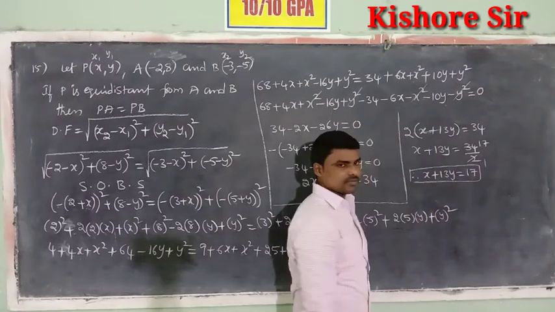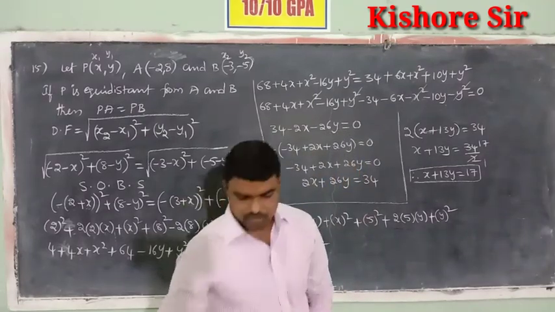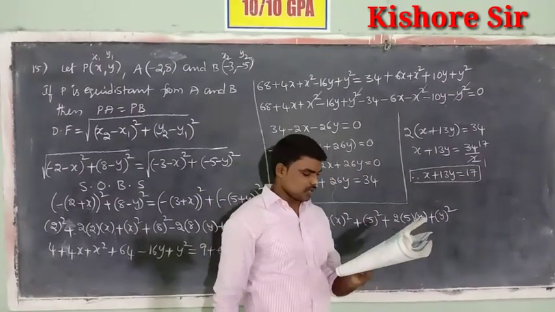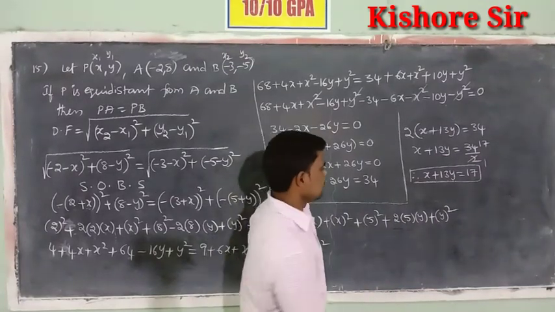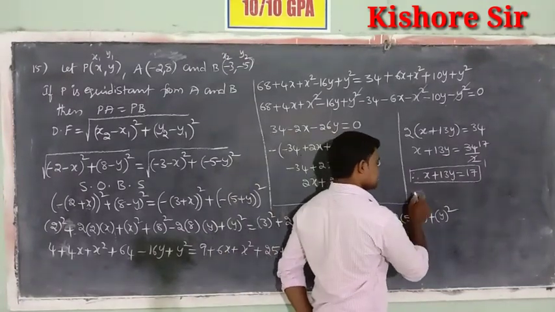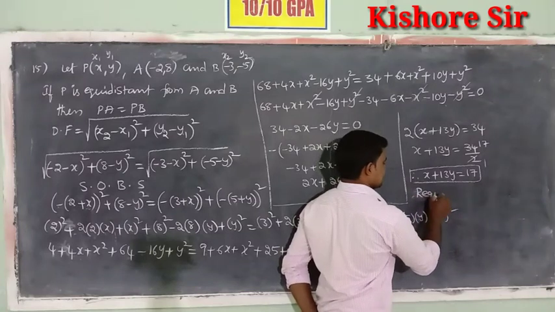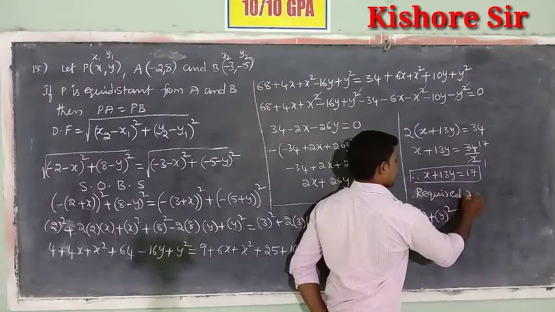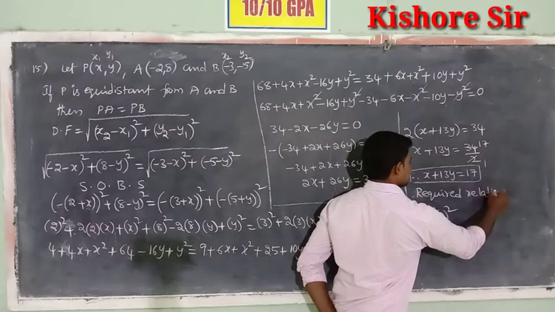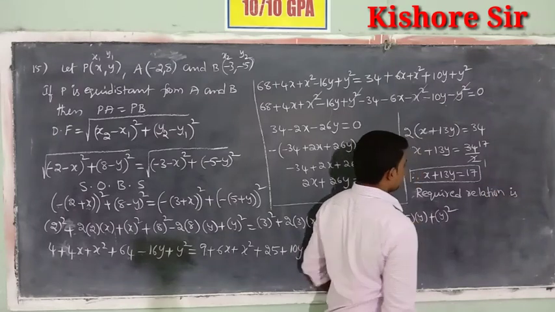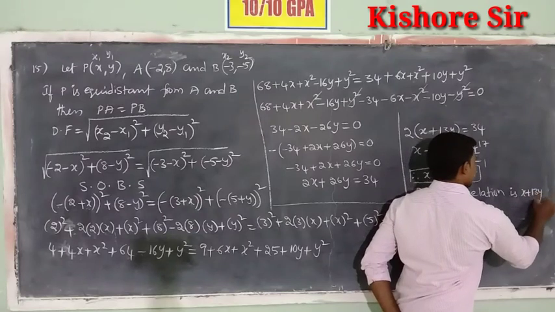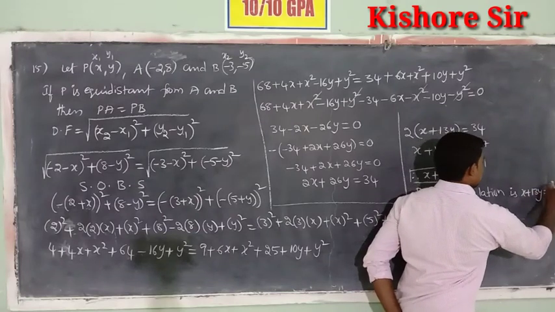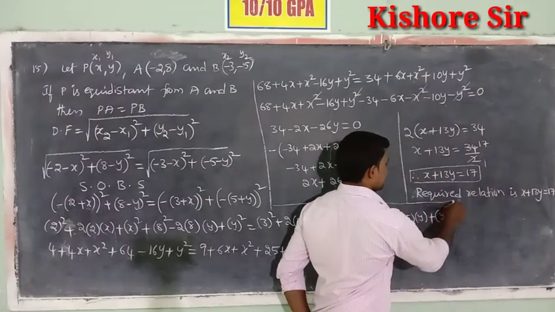What is the question? See here, in the textbook: find a relation between x and y. So therefore, the required relation is x plus 13y is equal to 17. This is the required relation.